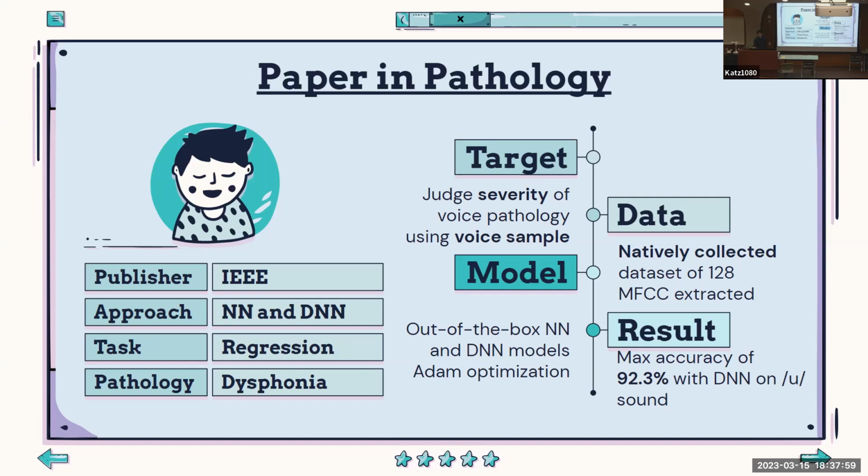What model did they use? They used out-of-the-box NN and DNN models with ADAM optimization. Again, ADAM is just an optimizer. Out of the box is really important. What does that mean? Similar to TensorFlow, it means it's an open source, publicly available model that we're likely able to access. But it's more important when we take it in the context of their results. Because for their results, they say that they achieved a max accuracy of 92.3% with an out-of-the-box deep neural net.